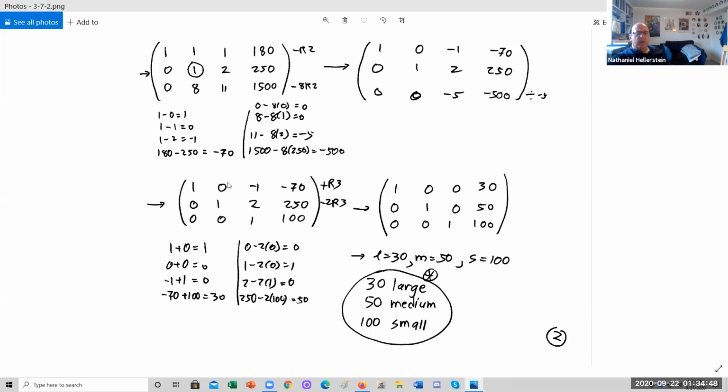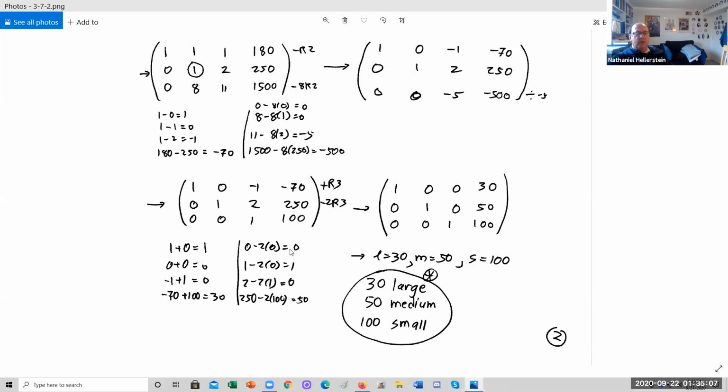That goes there. 0 plus 0 is a 0. That goes there. Negative 1 plus 1 is a 0. That goes there. And negative 70 plus 100 equals a 30. That goes there. Second row, we subtract twice row 3.